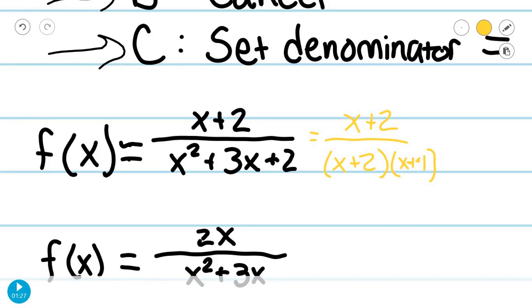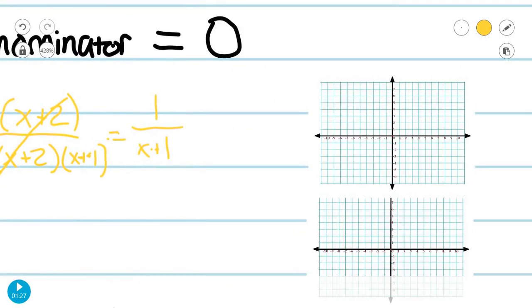Okay, so my next step is I'm going to cancel anything that's shared on the top and the bottom. Both the top and the bottom share this factor x plus 2, so my x plus 2 cancels out, and I'm left with a new equivalent, 1 over x plus 1. Okay, so in order to find my vertical asymptote, I take my denominator, x plus 1, and I set it equal to 0, and then I solve for x by subtracting 1 from both sides. My vertical asymptote is x equals negative 1. So I'm just going to draw that in. I have a vertical asymptote at x equals negative 1.